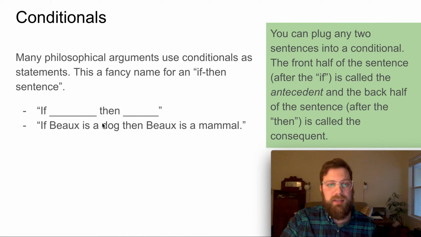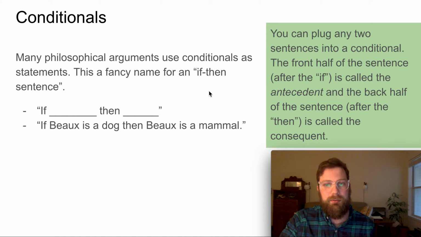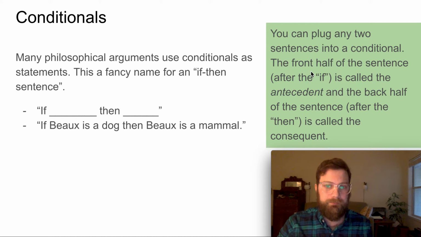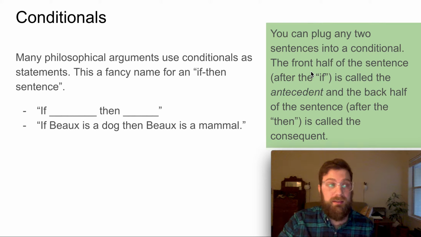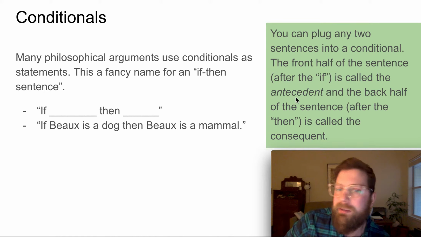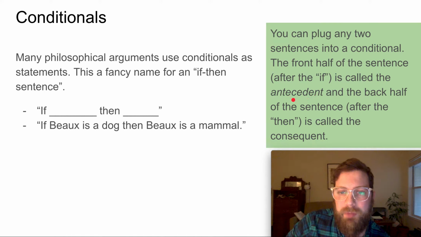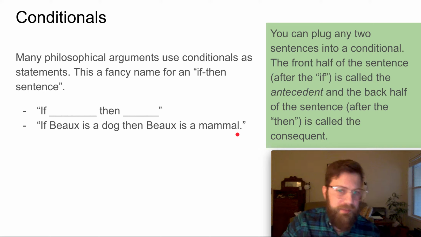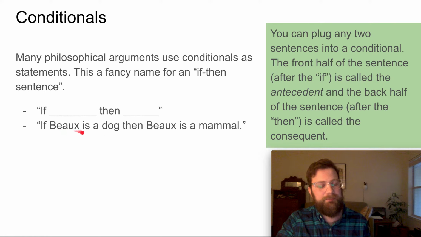Because you can take any two sentences and plug them into each half of the conditional and make these if-then sentences. I'll give you just two little technical terms. The front half of the sentence is called the antecedent. So if Bo is a dog, that's the antecedent. And the back half of the sentence, this right-hand side, is called the consequent, which makes sense. It's like the consequence of this, right? If Bo is a dog, then the consequence of that is that he is a mammal.